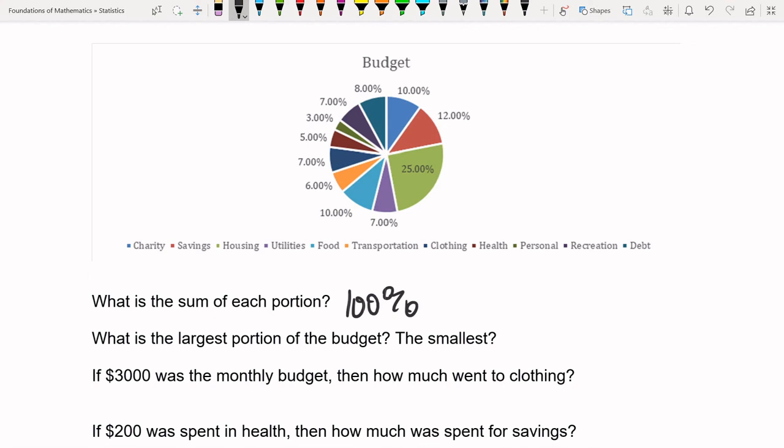What is the largest portion of the budget, and what's the smallest? The largest is clearly the biggest wedge here. 25% is housing. The smallest, that's the smallest wedge. It's right here. It's the dark green, which looks to be personal.